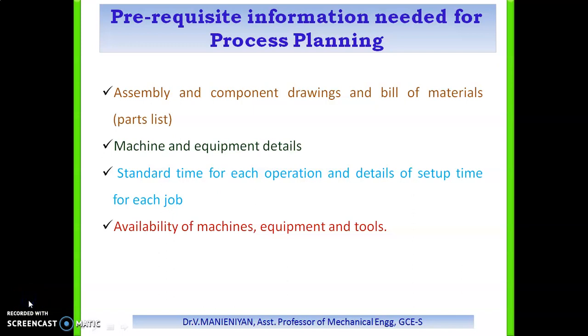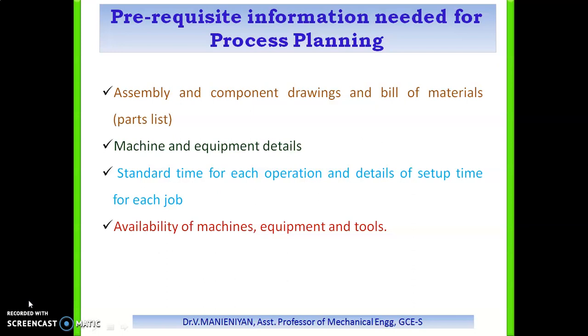Now we have discussed the prerequisite information needed for process planning. So what is the information? First, the assembly and component drawing and the bill of materials are to be recorded. That is, the part list is to be recorded.